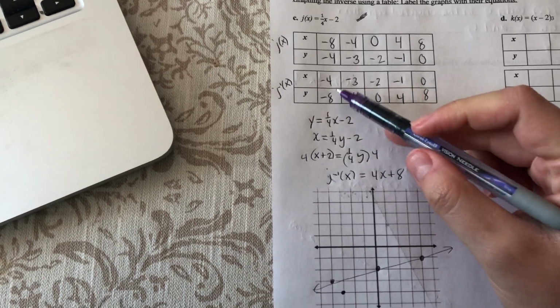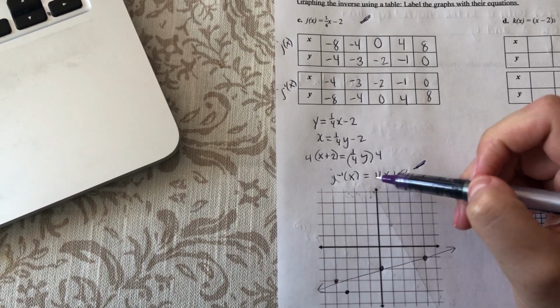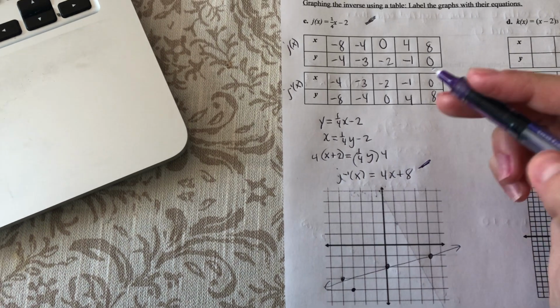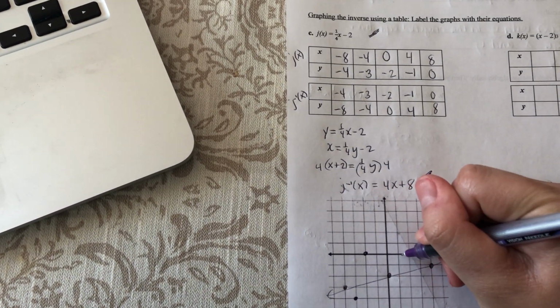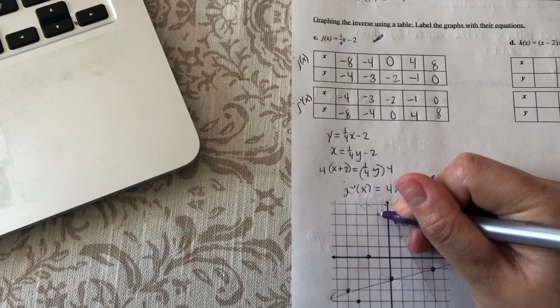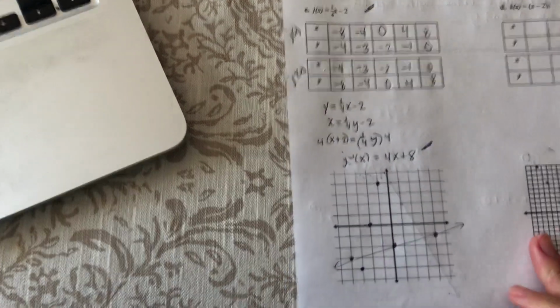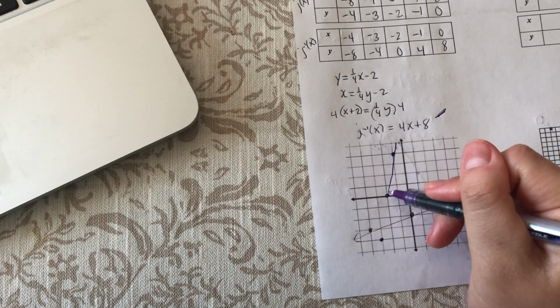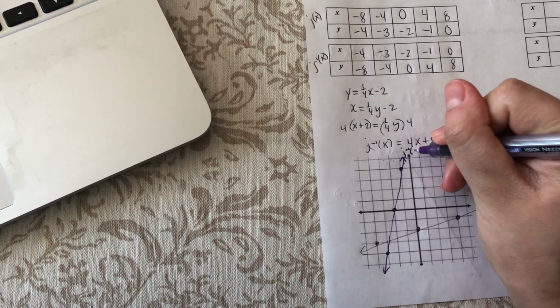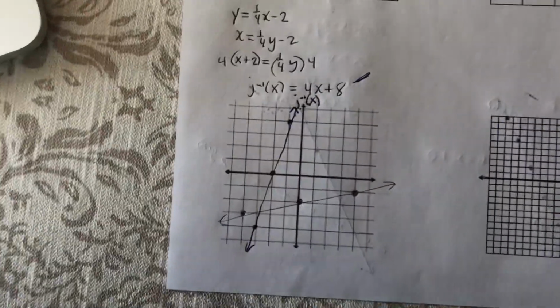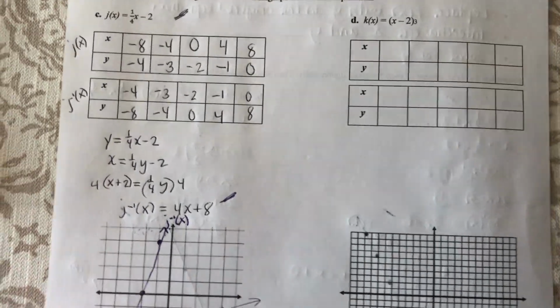Again, I'm just graphing from the table because I don't have enough room to fit 8. -2, 0. -1, 4. And that's pretty much what it looks like. Connect with a ruler. And that's j to the -1 of x. Again, I checked to make sure I have my mirror on y equals x, and it looks like they're perfect reflections of each other. We only have one more to do.